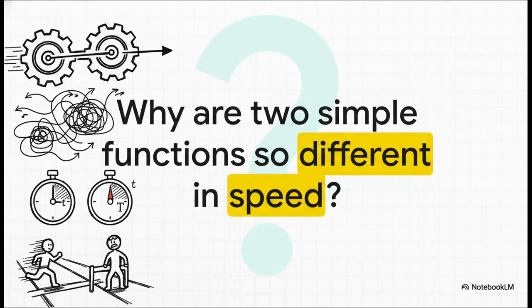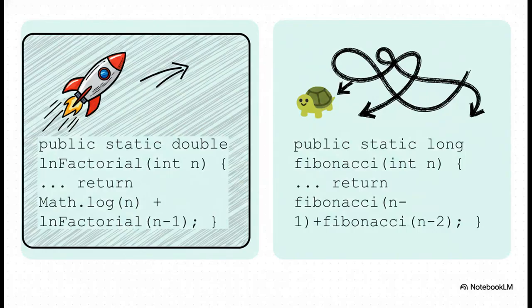So, right off the bat, here's the central mystery. How can these two functions, which look so simple on the surface, be so wildly different when it comes to speed? What's going on under the hood that turns one into a speed demon and the other into a total slouch? All right, take a look for yourself.